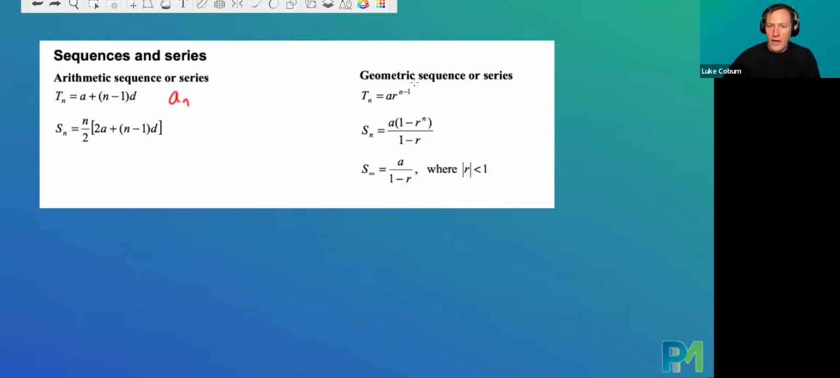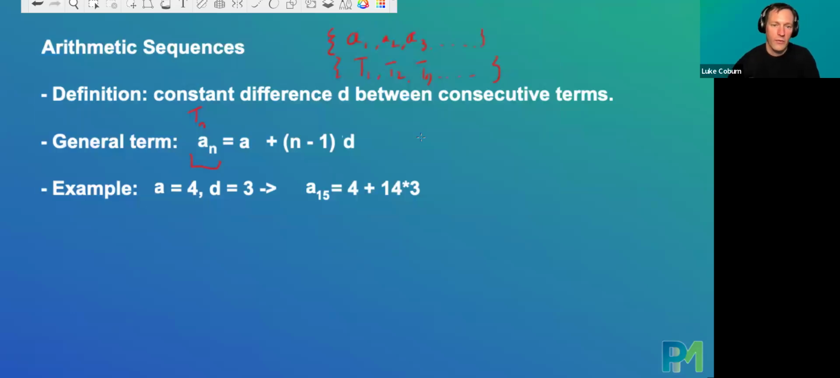And then for geometric sequences, we have this one here. Tn is a times r to the n minus 1. So T10 here would be a times r to the 10 minus 1, which would be a times r to the power of 9. And then the sum to n would be a times 1 minus r to the n over 1 minus r. So we'll talk about these as we come to them.